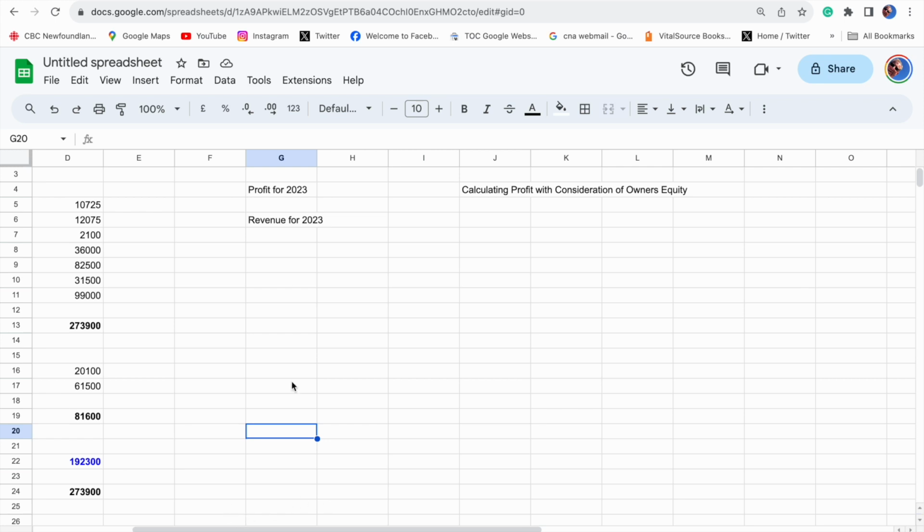Normally, in order to calculate profit, we go looking for the revenue in the year and the expenses in the year. Revenue less expenses will give us a profit. Looking at this problem, we just don't have that information. But what do we have?